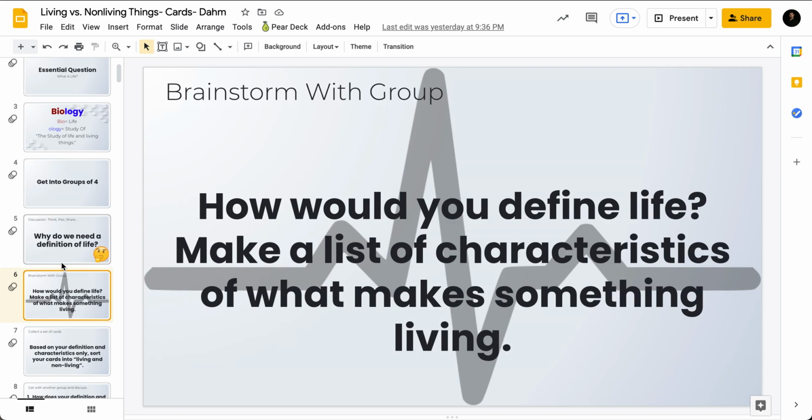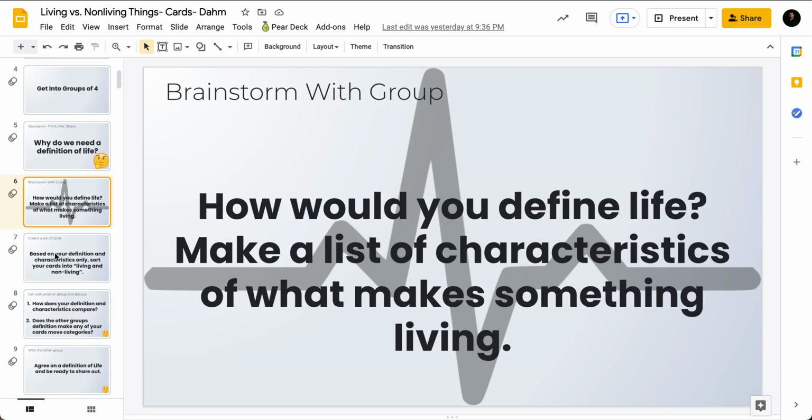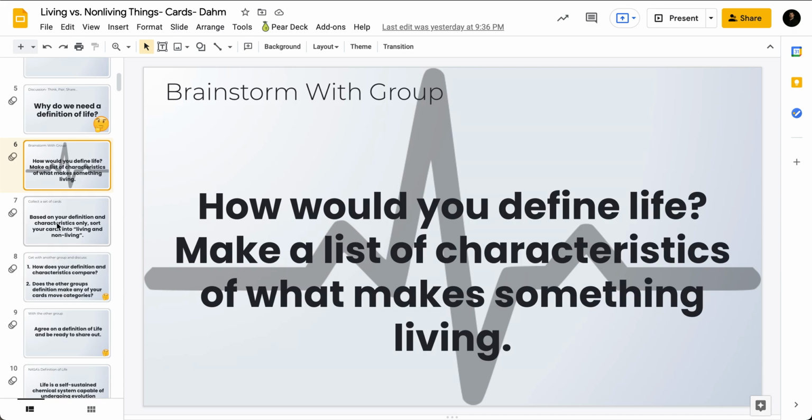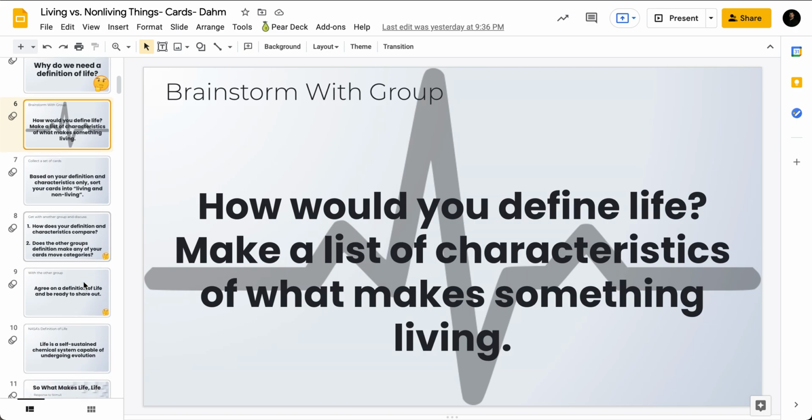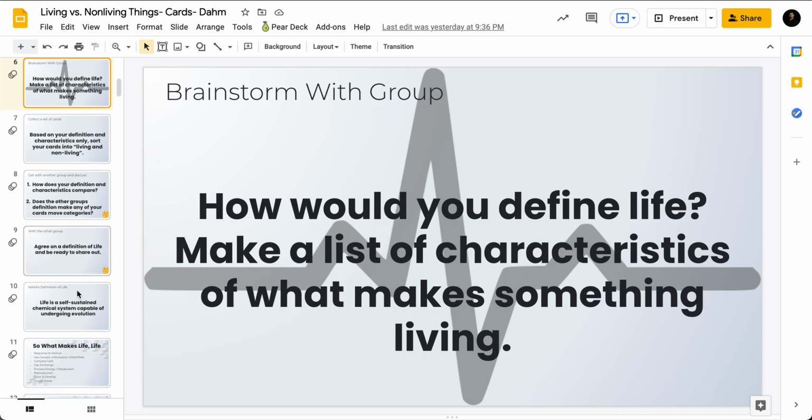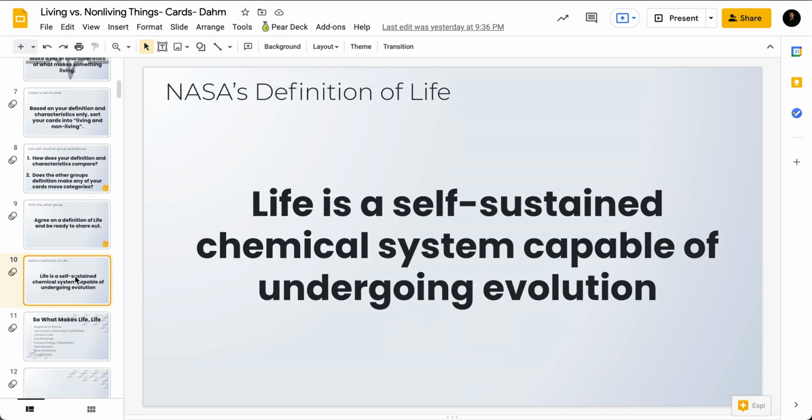Okay, so what I want to give you now is two definitions. And notice I'm skipping some of these slides, so just focus on the ones that I'm going over with you. I really want you to look at this here. So this is NASA's definition of life. If you were to ask the scientists at NASA, they would say something like this: life is a self-sustained chemical system capable of undergoing evolution. So we can make that relatively simple.